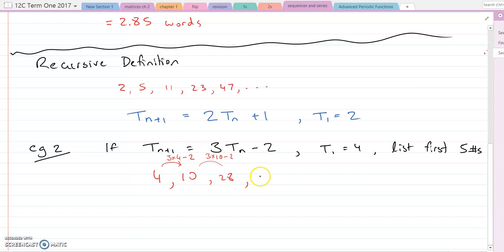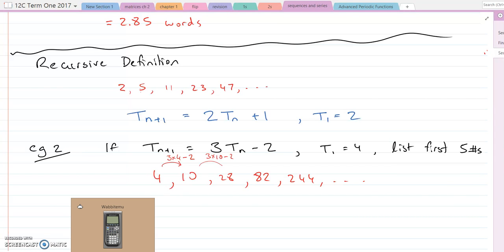Oh boy, what is this? 84, 82. Let's see, 244, I think. Anyway, it goes on like that. There's not a formula for a sum, but if you wanted to do a sum, you can do all this on the graphics calculator. Your graphics calculator can give you a list of these, and it can give you a sum. There's a little trick to that. Let me show you how to do that.